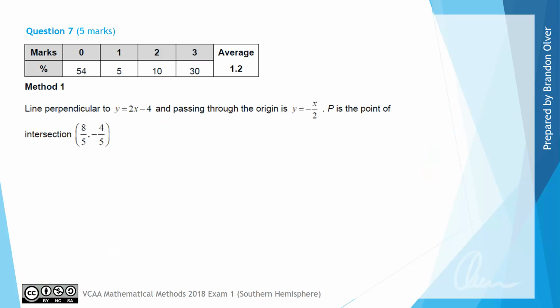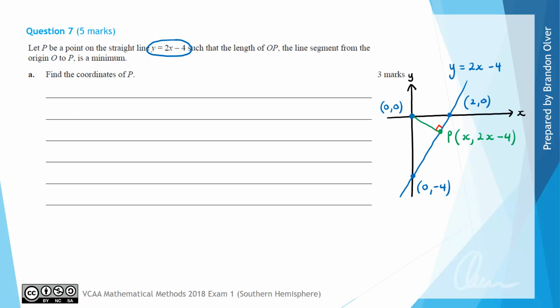From the examiner's report we can see that 30% of students got this right, and we'll go through the examination advice in more detail in a moment, but this is the summary of method 1 that the examiner's report presented to students. Now we're just going to do part A again using a slightly different method.